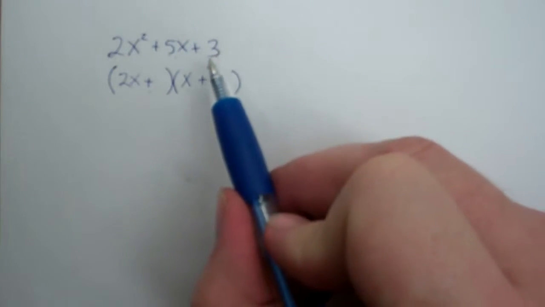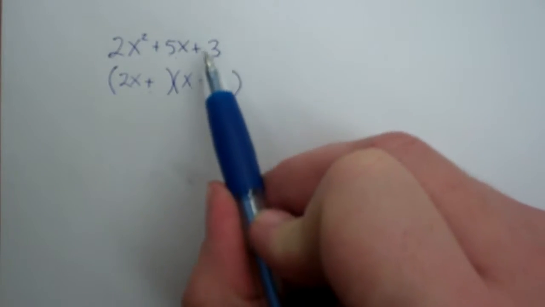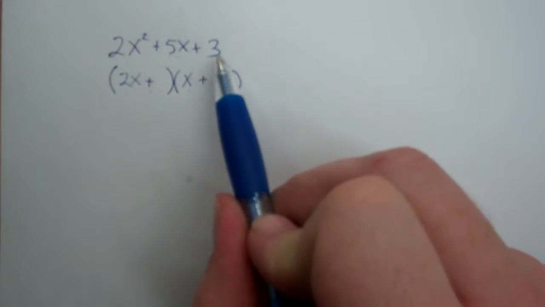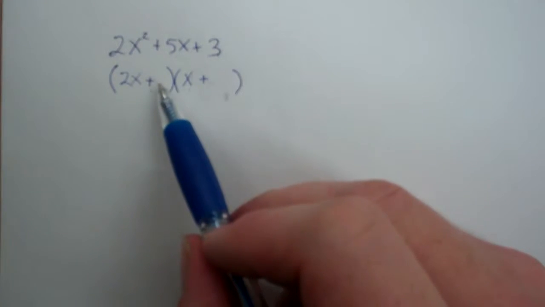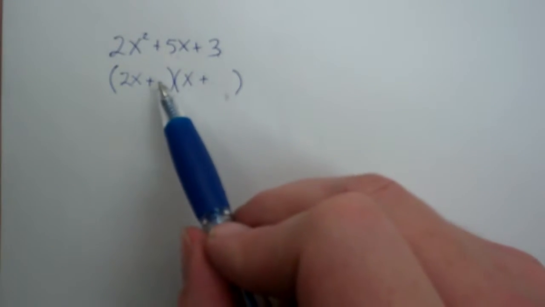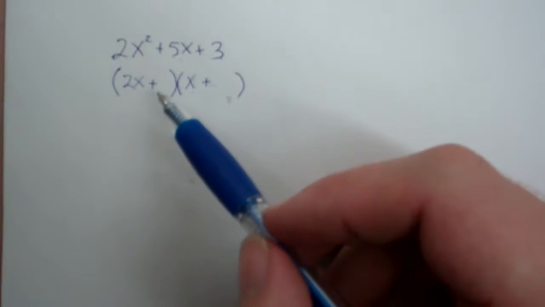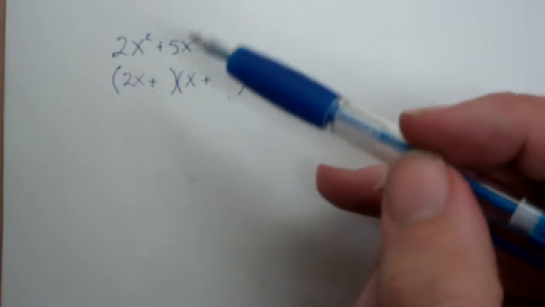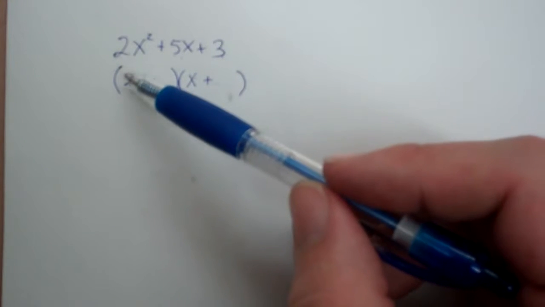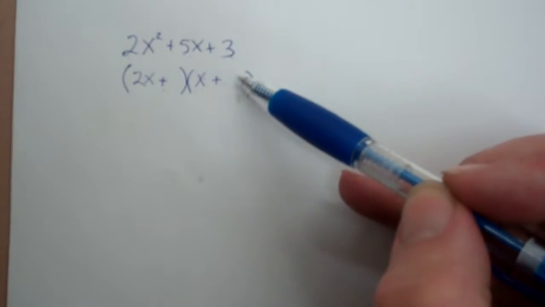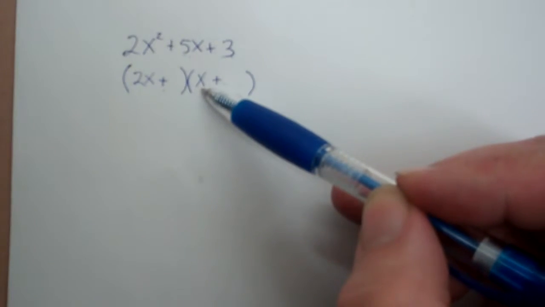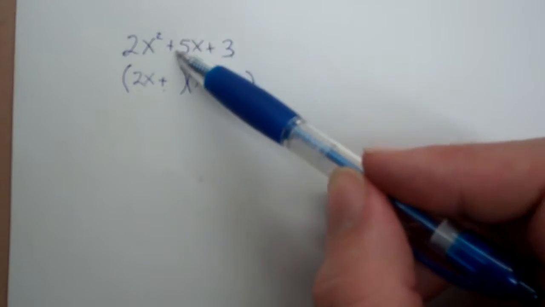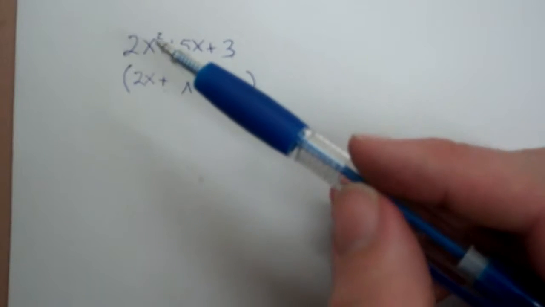Now, how can we end up with a 3 in the constant term? Well, these two numbers have to multiply together to give us this 3. It must either be a 3 and a 1, or a 1 and a 3. Let's check. If we put the 3 there, then the 1 would have to go there, and we would have 2x times 3 would give us 6x, and 1 times x would give us 1x. 6x plus 1x would give us 7x. That isn't what we want. We want a 5x.